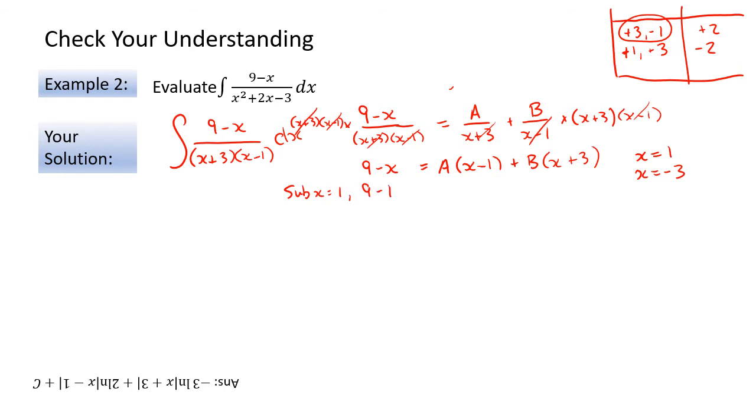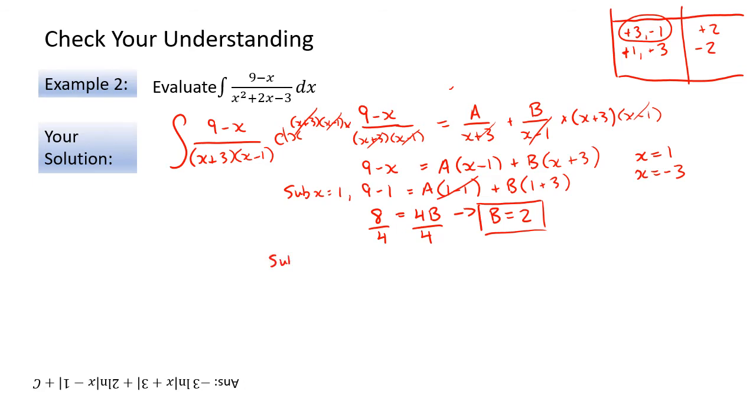We get 9 minus 1 is equal to a times 1 minus 1 plus b times 1 plus 3. So you can see the 1 minus 1 is a 0, so that term will cancel. And we're left with 9 minus 1, which is 8, is equal to 4b. So dividing both sides by 4, we get that b is equal to 2. Our next item is to substitute in the second factor, which is x equals negative 3.